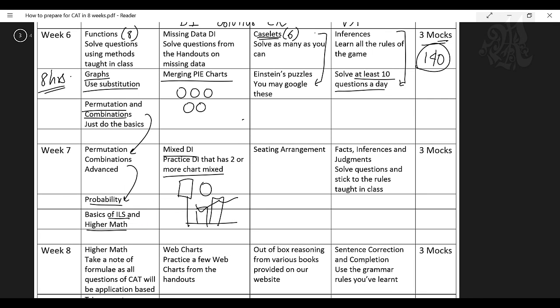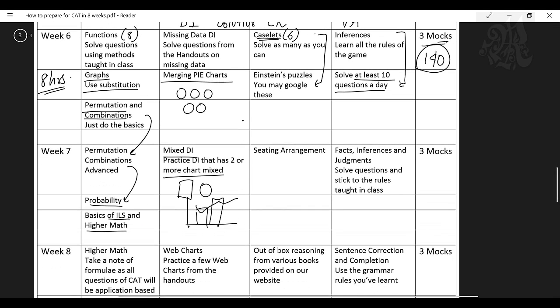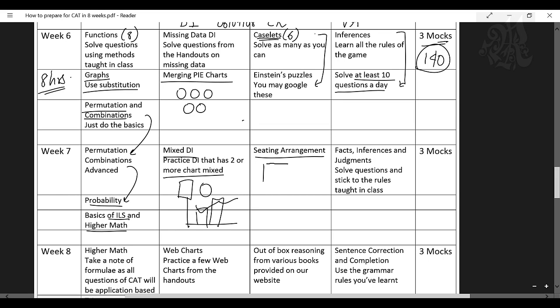When it comes to LR, since you're doing caselets every day, you must also integrate something like seating arrangements. There can be rectangular seating arrangement, it can be circular, or it can be any other form of seating arrangement. So you must know all the rules of seating arrangement, like what is left, what is right, what is exactly 2 places to the right, anything like that.